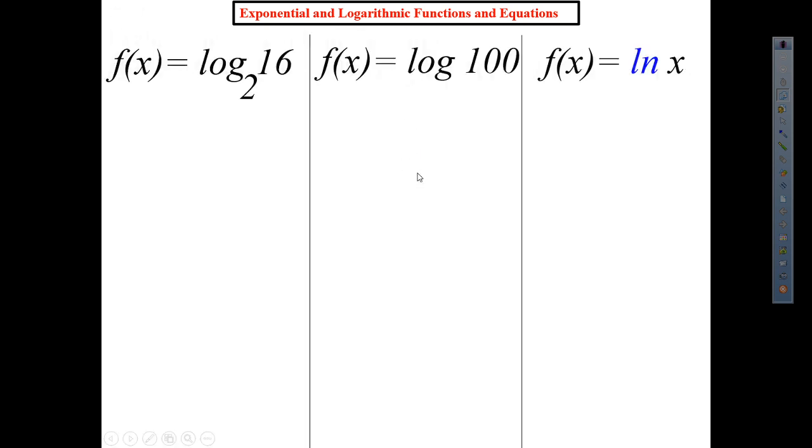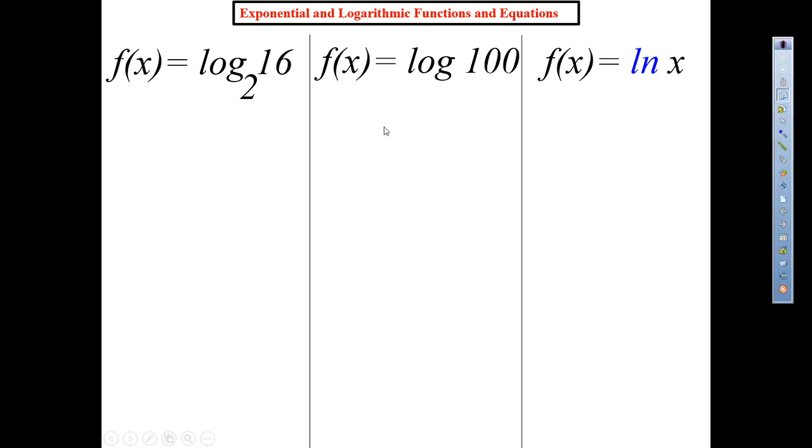All right, but today I want us to look at some differences in regards to the different logs that we are going to be looking at. We know how to change this into exponential. So for right now, copy this one, f of x equals log 2 16, and then draw a line down, make another column, and write f of x equals log 100. Draw a line down, and then write f of x equals ln x. And I'll elaborate on those.